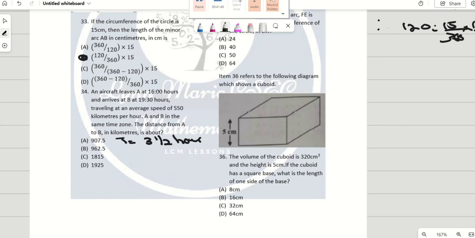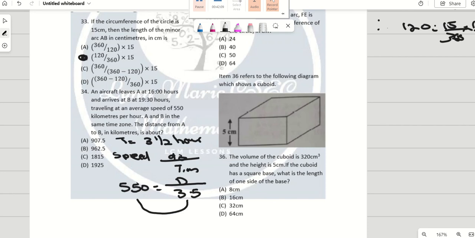They told you that your average speed is 550. So we know speed is distance over time. We know that your speed, 550, is equal to distance, D, divided by 3.5. We want to make D the subject, so you're going to carry this across. That is 550 multiplied by 3.5, right?